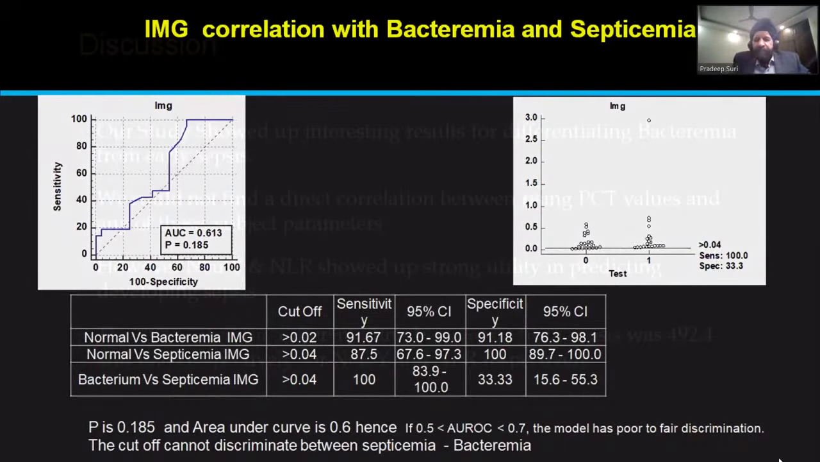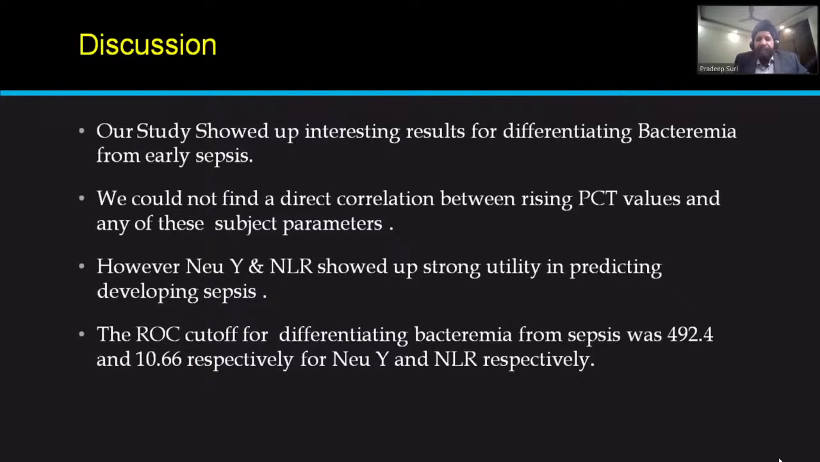So our study showed some interesting results for differentiating bacteremia from early sepsis, although we could not find a direct correlation between rising procalcitonin values with any of these parameters. So none of these parameters showed a similar increase with the rise in procalcitonin values, hence could not be used as a monitoring tool just like procal can be. However, both Nut-Y and NLR showed strong utility in predicting developing sepsis. The ROC cutoffs for differentiating bacteremia and septicemia were 492.4 and 10.66 respectively for Nut-Y and NLR.